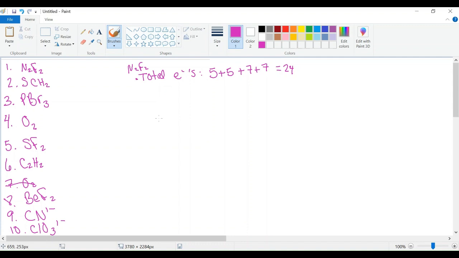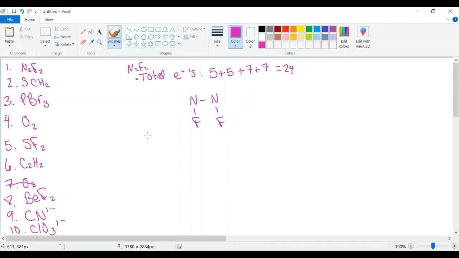Then I draw my skeletal structure by deciding which atoms are in the center. In this case, I've got 2 of each, so there's not really a central atom. So I'll put both my nitrogens on the inside and both my fluorines on the outside. So this is going to be F, N, N, F. You could also draw this like this. That would be fine too. But I'm going to go with the one on the left, just because for me it's a little easier to look at.